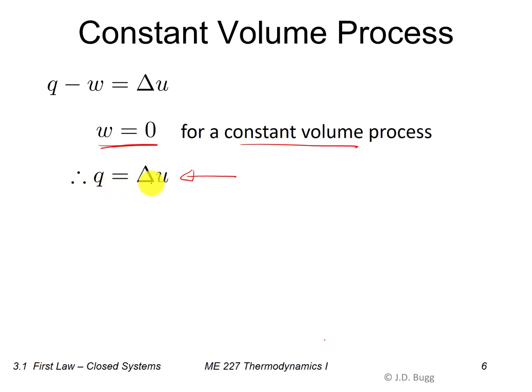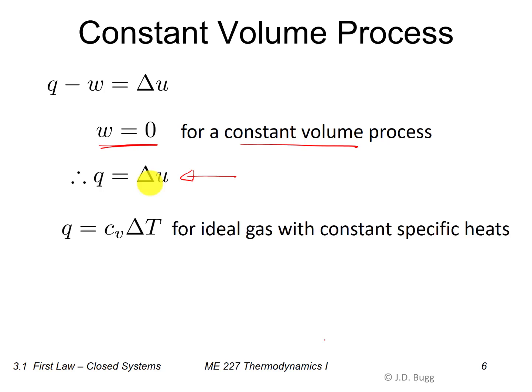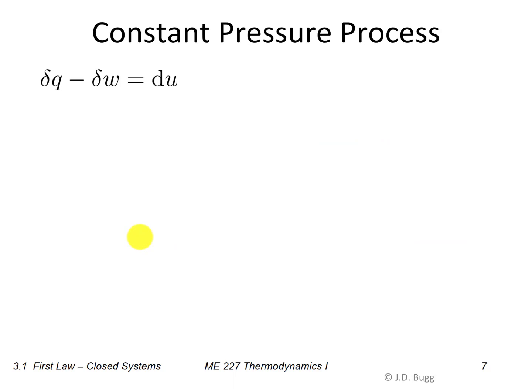However, moving on from this, if we say we're dealing with an ideal gas with constant specific heats, as I said here, then Q is Cv delta T. So the heat transfer equals the specific heat times the change in temperature if we have a constant volume process. The other process we're going to look at is a constant pressure process.